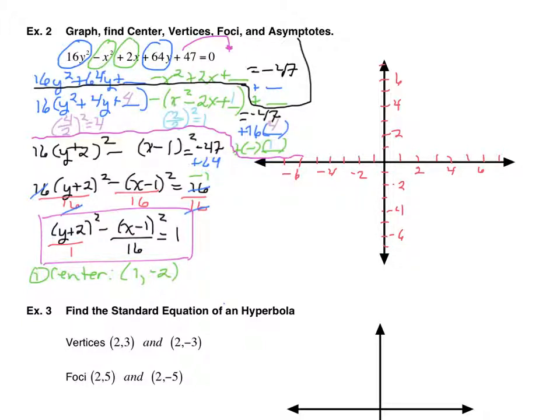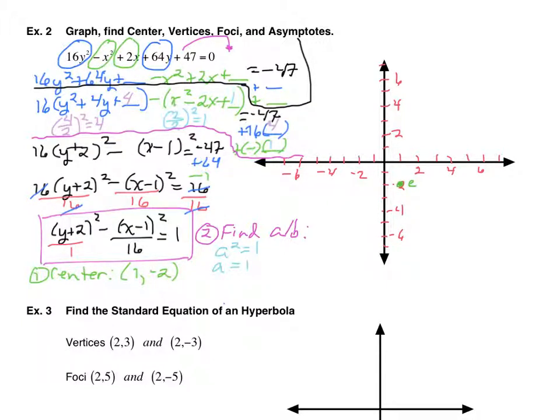All right, so as we plot that center of 1, negative 2, we end up right here at the center. Looks like an E, but it's really a C. Then from there I need to find my A and my B so that I can graph my rectangle. So step 2 is to find A and B. So what does A squared equal? 1, and so A is equal to 1.